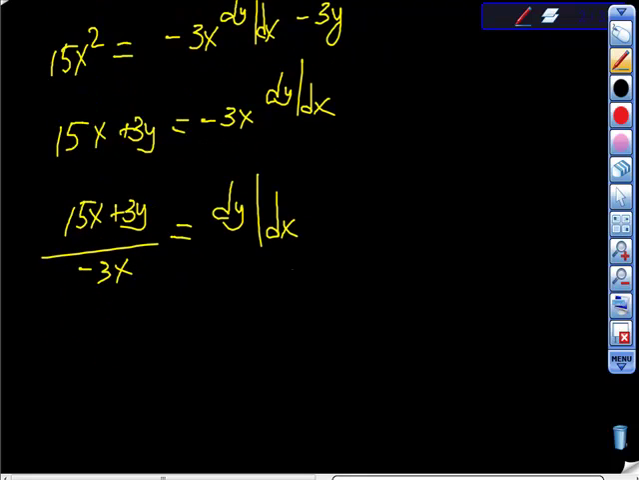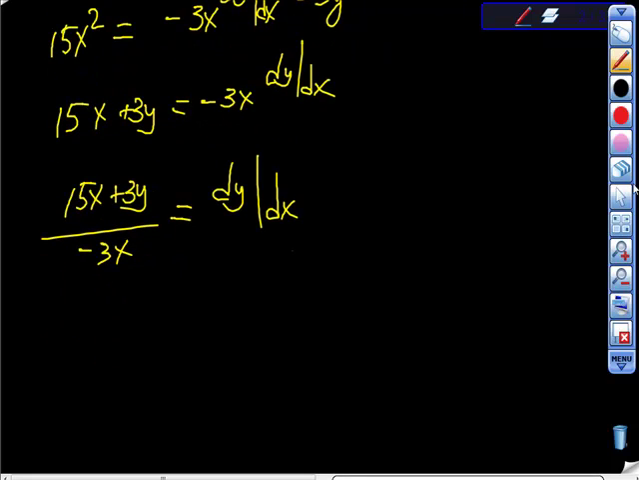However, on the AP exam, especially on the multiple choice part, they're going to expect you to clean up your algebra. So I'm going to have to factor this right here. At the top, I'm going to factor out a 3. So 3 times 5x squared plus y, right? 3 times 5x squared is 15x squared. 3 times y is 3y. You see it? Over negative 3x equals dy/dx.